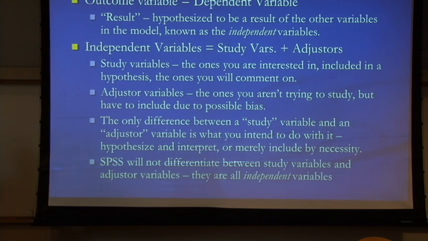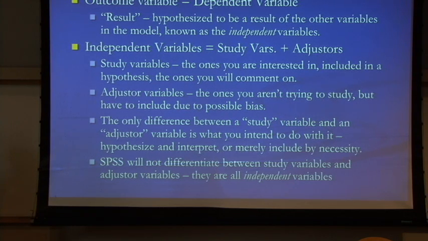So the outcome variable is your dependent variable, right? People often think of it as the result. And we're saying it's a result of the independent variables. The independent variables are your study variables and your adjusters, right? They're all independent variables, and so when running the regression, they all get thrown together in the same window in SPSS.